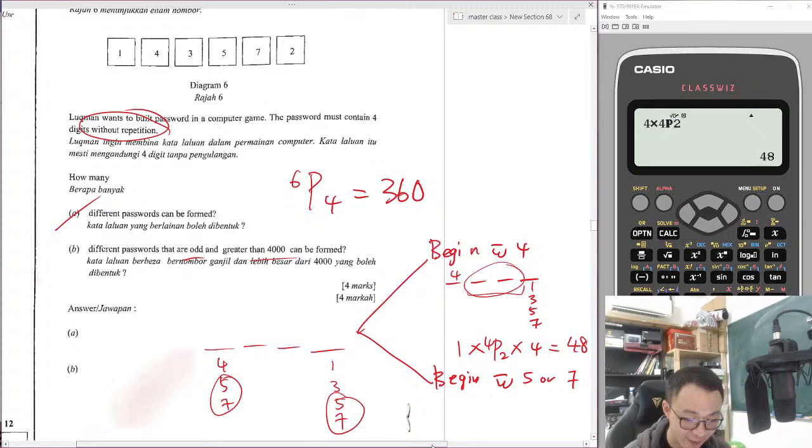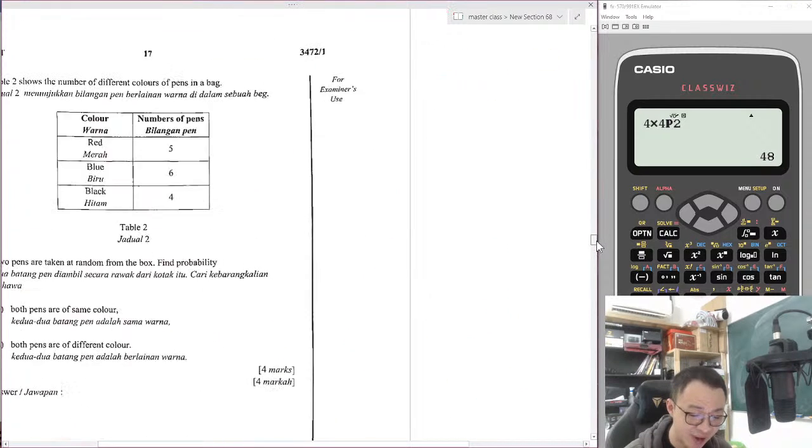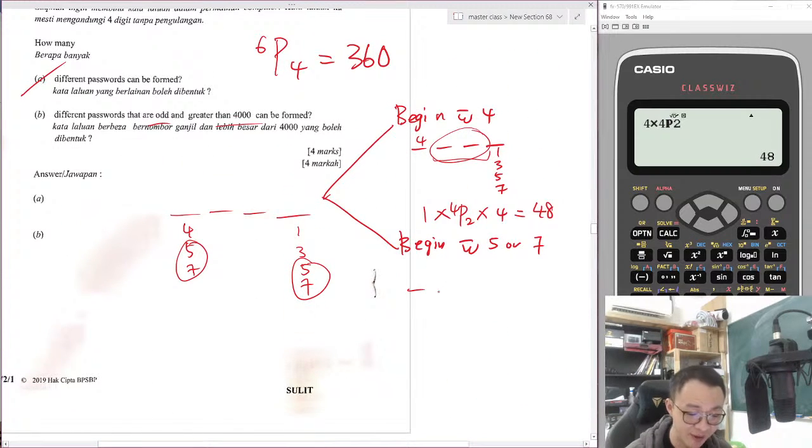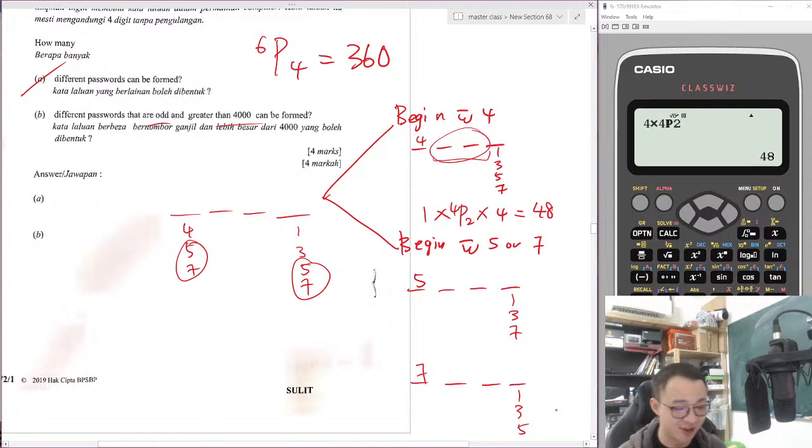Alright, then, if the number begins with 5 or 7, what happens? For example, if it begins with 5, I want to make sure the last digit doesn't have 5 there, so it is 1, 3, 7. Beginning with 7, it will be 1, 3, 5 here. Because I want to make sure the numbers don't repeat.